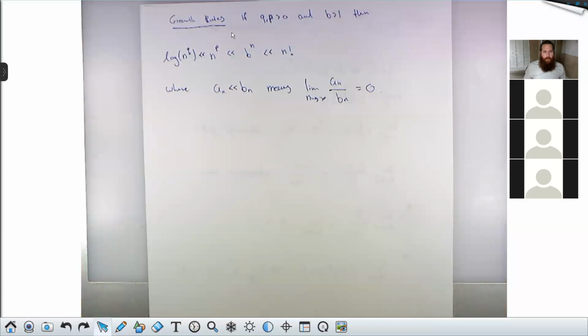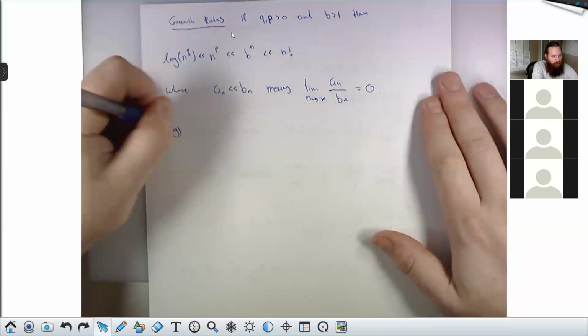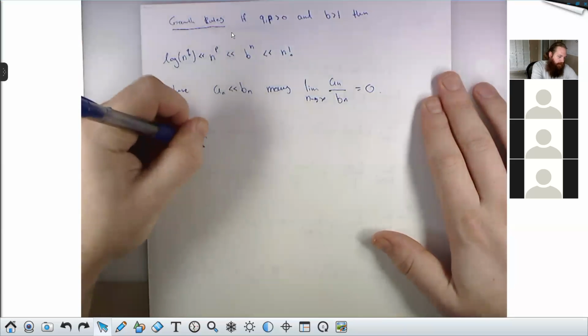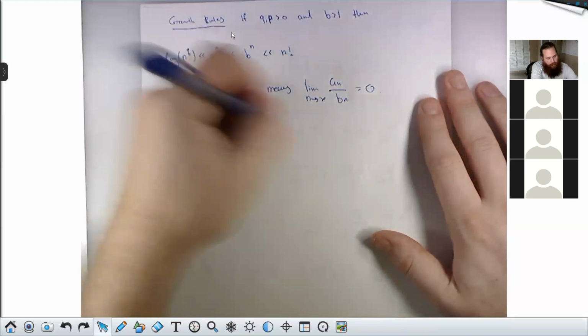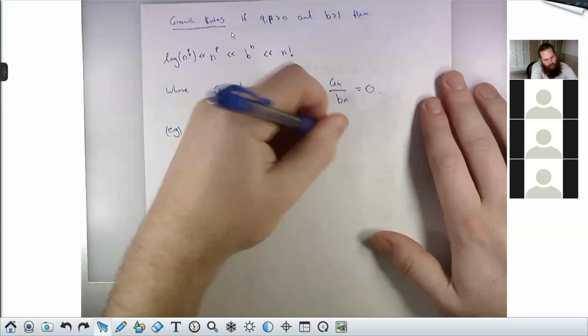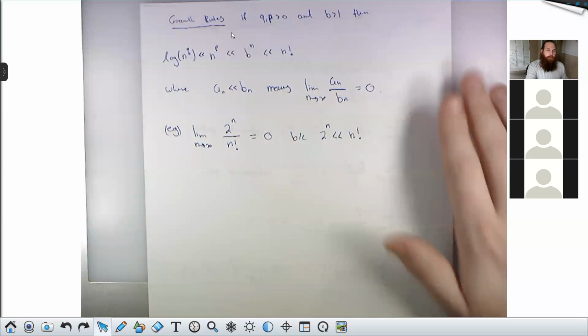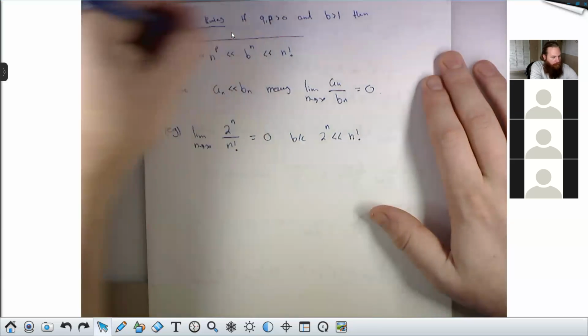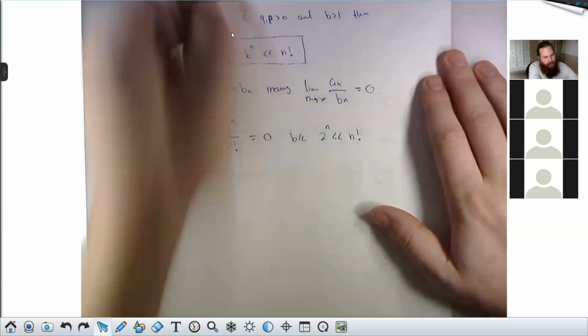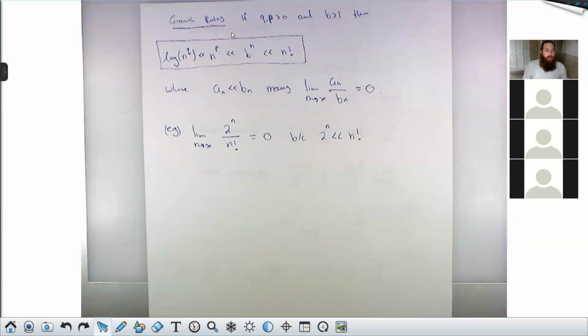This is another fact that I will allow you to use freely. So for example, the limit as n goes to infinity of 2 to the n over n factorial is 0, because 2 to the n is less than n factorial. You can go through and prove each of these. I'm not going to, because I don't think it's a good use of your time. It's not especially enlightening. I do recommend that you remember it.